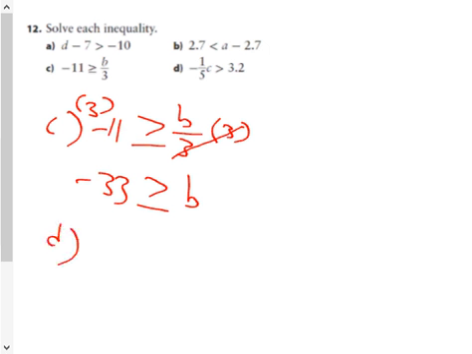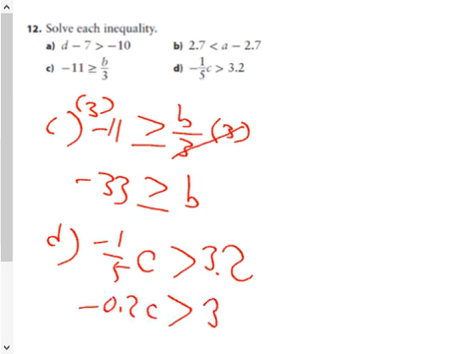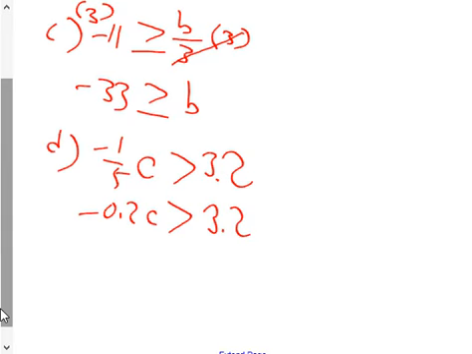And finally, D, negative 1/5 of C is greater than 3.2. So there's 2 ways you can do it. What I would probably do is I'd say, okay, we have decimals and fractions. I'm not going to get into the whole working with fractions thing. I don't like that. I'm probably going to rewrite it. Instead of using negative 1/5 as a coefficient, I'm just going to use negative 0.2 because it's the same number. And it's much easier to isolate the variable. So all I have to do is divide both sides by that coefficient. And I would get C.